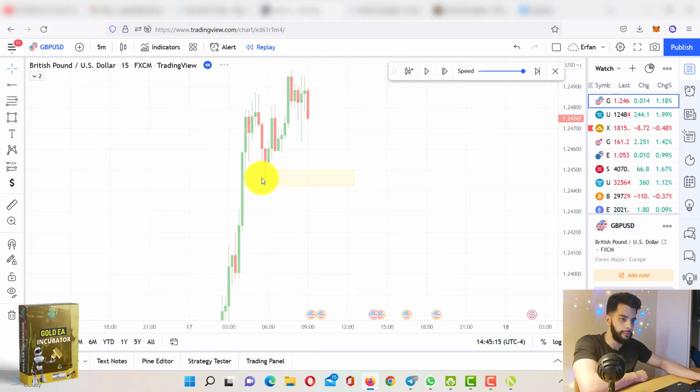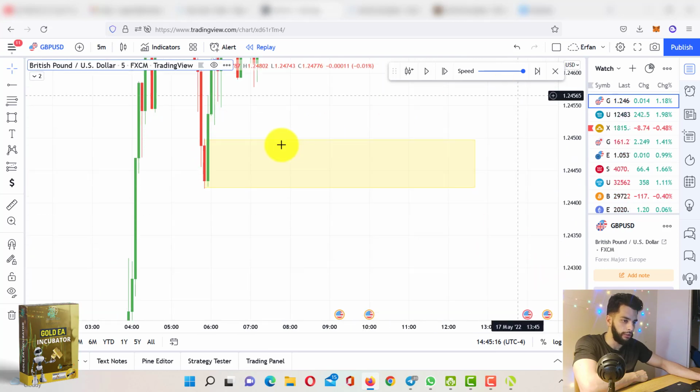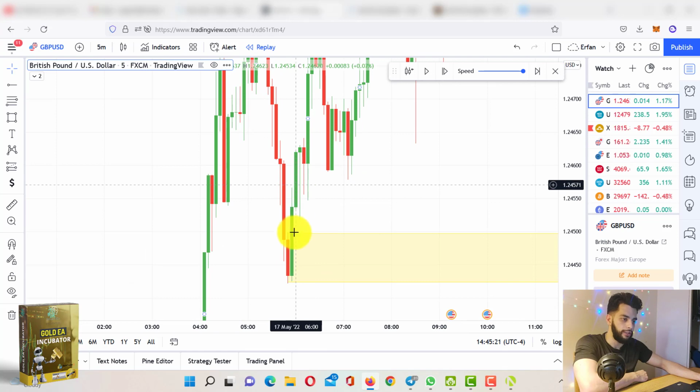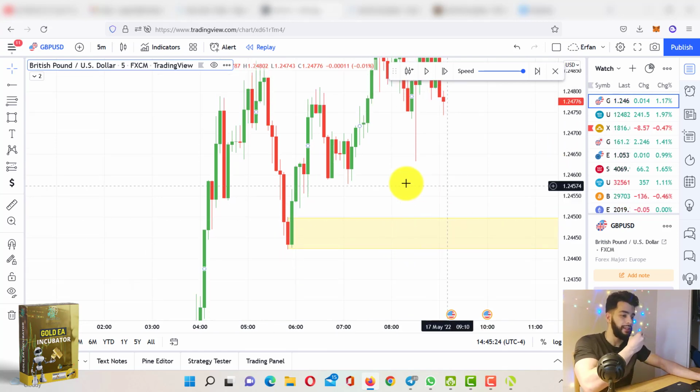If I switch to the 5-minute time frame, I can find another high probability demand zone right here, because this is the last bearish candle. After that, there's a huge spike towards the upside. The next candle never tapped into this zone. That's why it makes it a high probability demand zone.